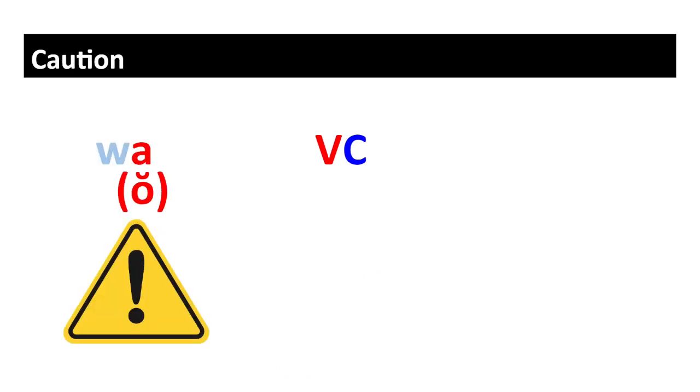One exception to this would be when an A has a W before it. The syllable is still actually considered closed if it's followed by a consonant, but the A is going to make the short O sound in many words that have a W before the A, such as want and swan.